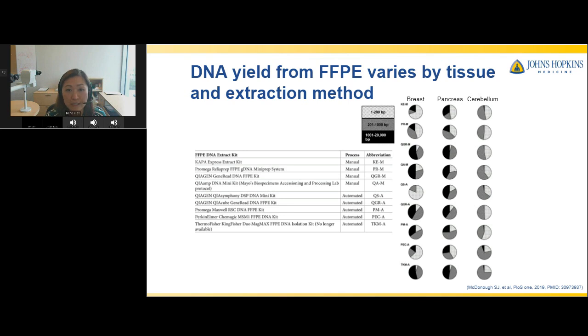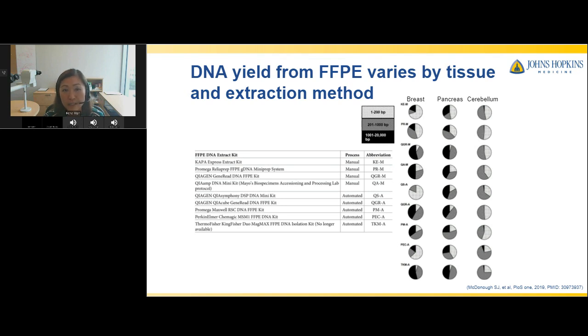So what they did in this study is they performed gDNA isolation using 9 different isolation kits that were either manual or automated, and they performed this on 3 different tissue types: breast tissue, pancreas tissue, and brain tissue. These pie charts then reflect the proportion of fragments of DNA that were either 1 to 200 bases, 201 to 1,000 bases, or in excess of 1,000. Remember, 300 bases is our minimum for framework 1. So the interval needed for framework 1 and 2 amplicons actually lies in this dark gray or black.